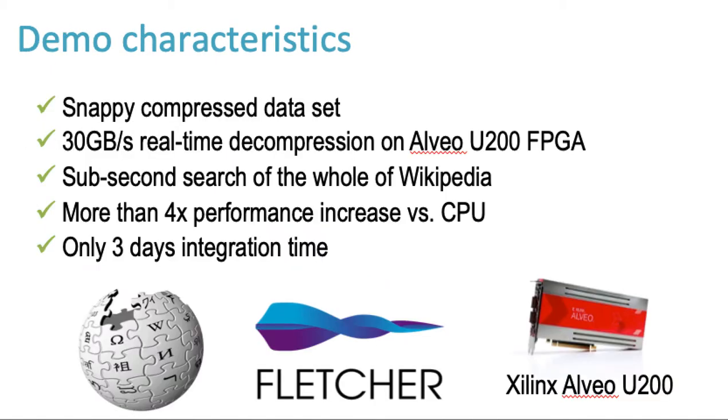Our demonstrator takes in a Snappy compressed dataset and is able to decompress this data in real time on an Alveo U200 FPGA with a throughput of up to 30 gigabytes per second. Such throughput allows us to decompress the whole Wikipedia English dataset within a second and achieves a performance that is 4 times higher than what you get on high-end servers. Developing this kind of solution took us about a couple of days of integration time.